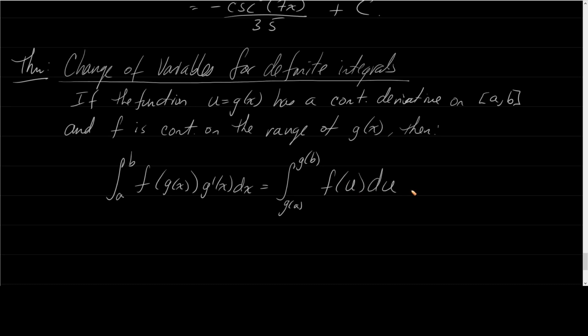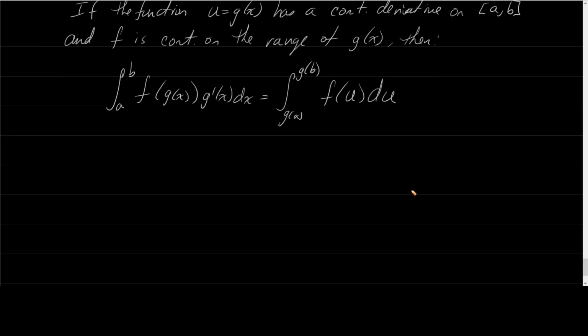All right. So what this is telling us is, well, when we change a variable to u, we also need to change the bounds. It's not just the variable, it's the bounds as well. The bounds need to also reflect the change of variable. All right. So let's do some examples.